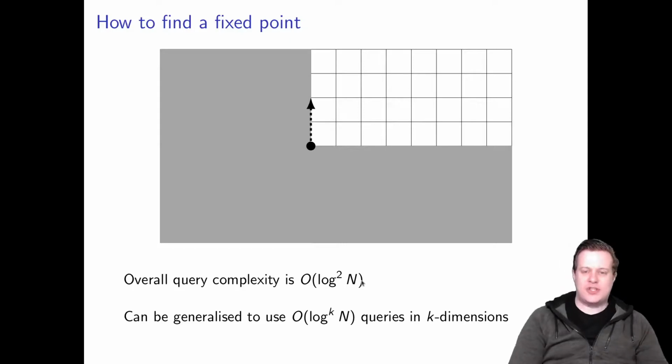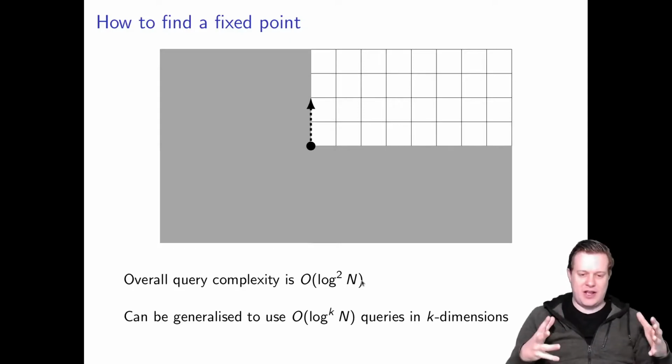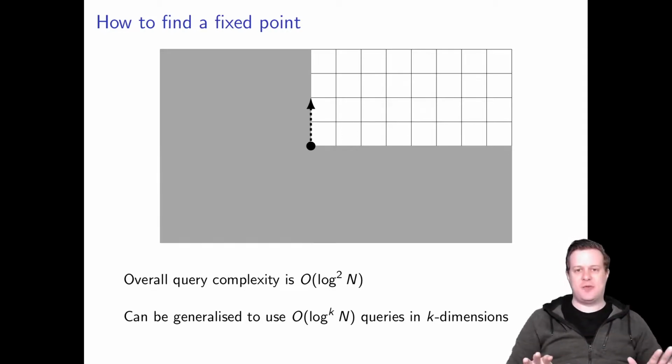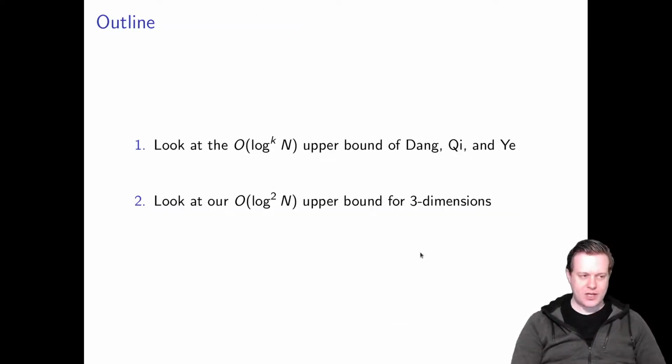And using the same idea of, okay, I'm in 3D, I'll take a 2-dimensional subinstance, recursively find a fixed point, then zoom out, you can essentially use this technique to solve k-dimensional instances in log to the k of n time. Every time you add a new dimension, you just add a log n factor multiplying your query complexity. So that's the algorithm of Dang, Qi, and Ye in 2 dimensions.